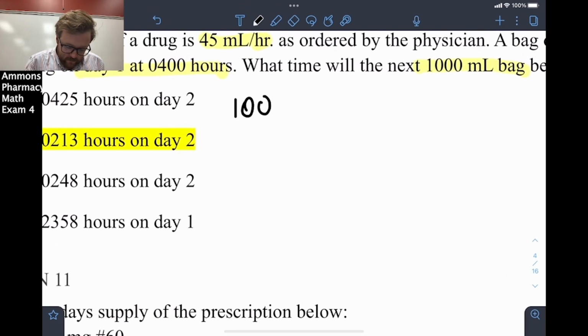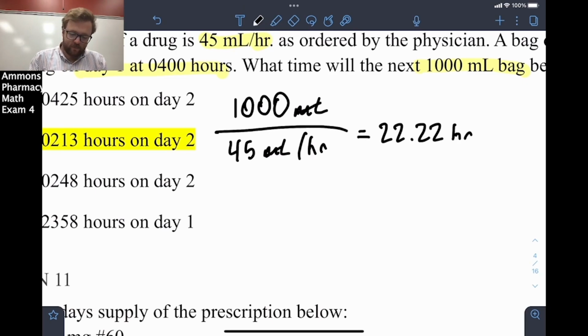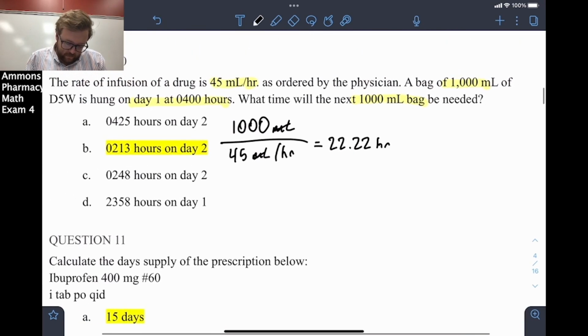So 1,000 mils divided by 45 mils per hour. That's going to tell me how many hours it's going to take. 1,000 divided by 45 is equal to 22.22 hours. Okay, mils cancel. Okay, so 22.22 hours. Really, I need to ask myself, okay, how many minutes is that? Because the question is saying hours. You know, I need to know if it starts at 0400, how many hours and minutes away is that?